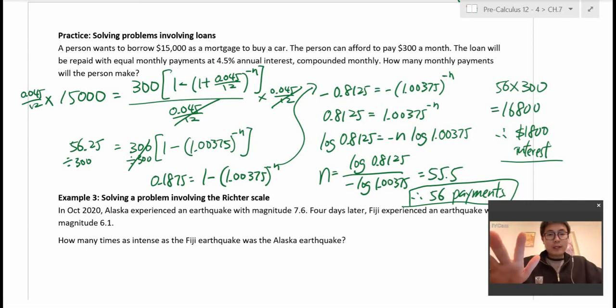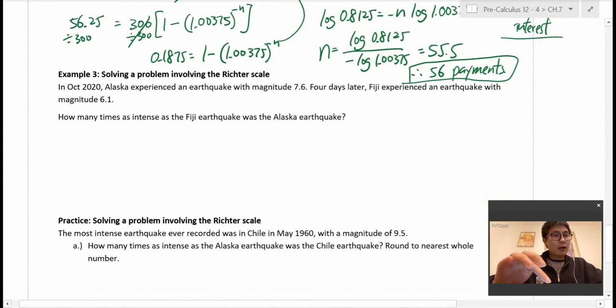All right, so the first two examples are about money. Obviously, life is more than just about money, so we're going to move on to a different example.